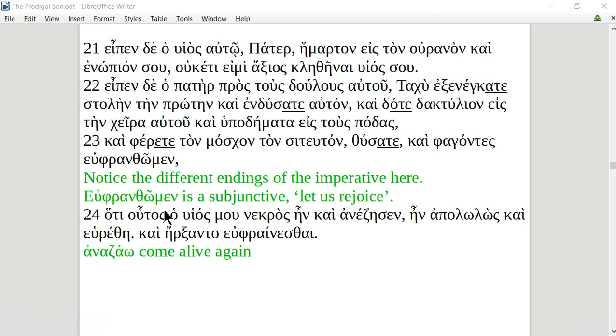Euphranthomen is a subjunctive. We'll talk more about that shortly. Here we could translate it as let us rejoice, let's rejoice. Next comment coming down to here, anezesen, come to life again. So this ana part means again, and zao, come to life.